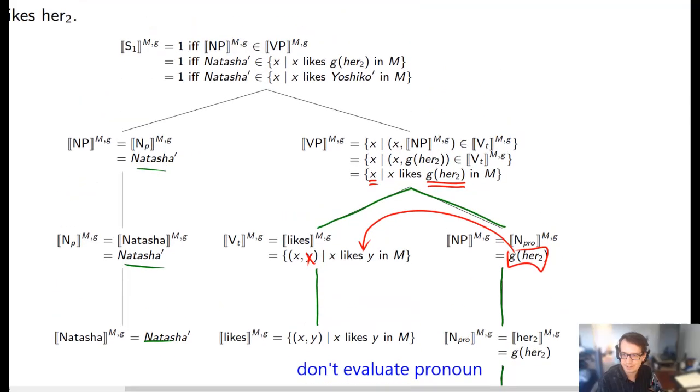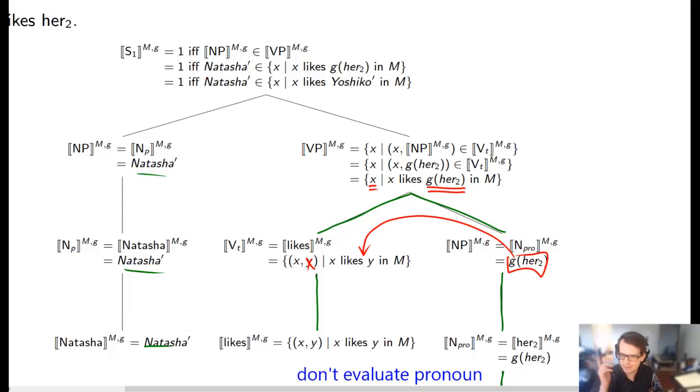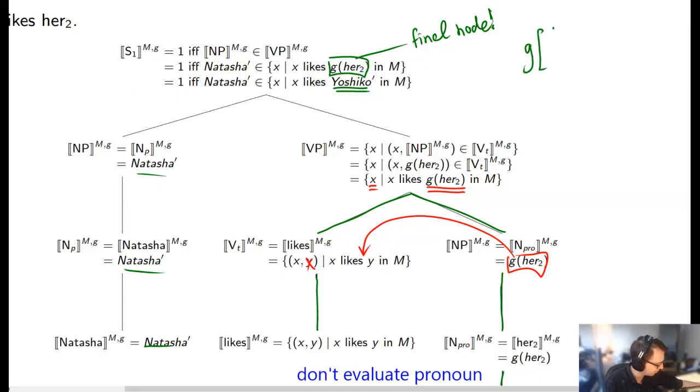Now the end of the sentence is where things get more interesting. We're at the final node in the sentence at the very top, so we can apply our rule. It's true if the noun phrase is in the verb phrase. So if Natasha is in the set of x such that x likes G of her two. But this is the final node. Because it's the final node, we can now evaluate what the pronoun is, because we know it's going to be free. There's nothing binding it. So we can now replace the pronoun with the name. And this is using the same assignment function as before.